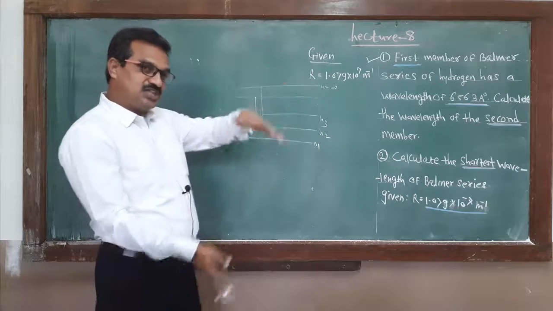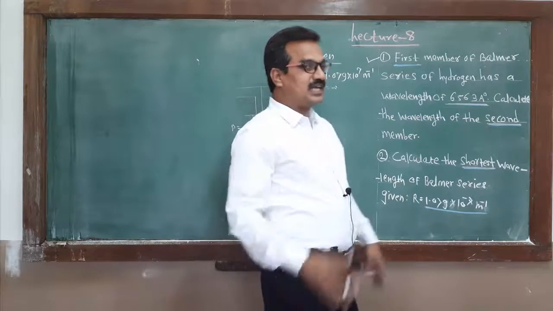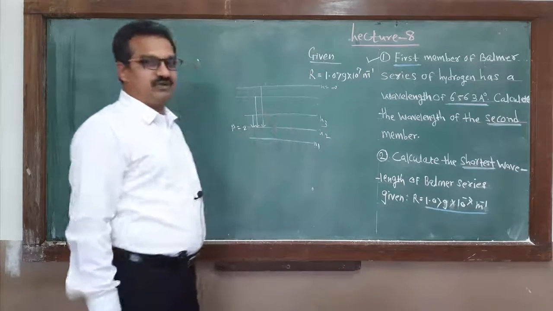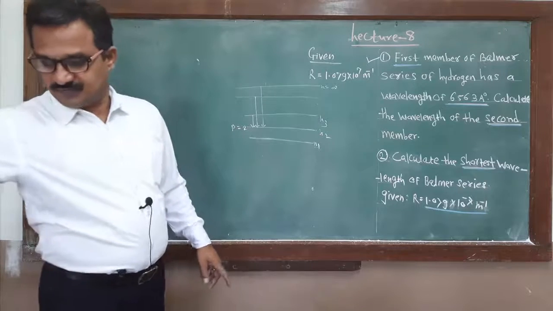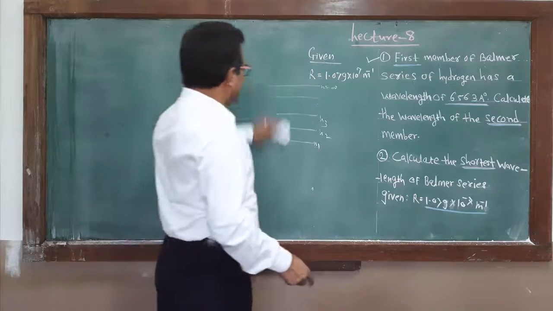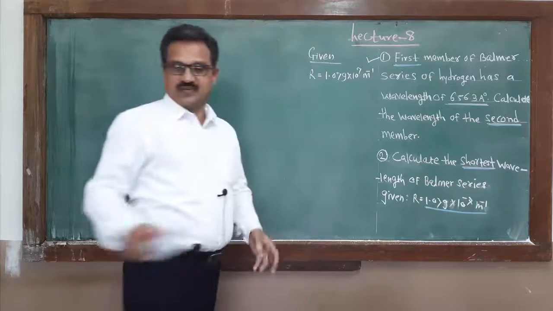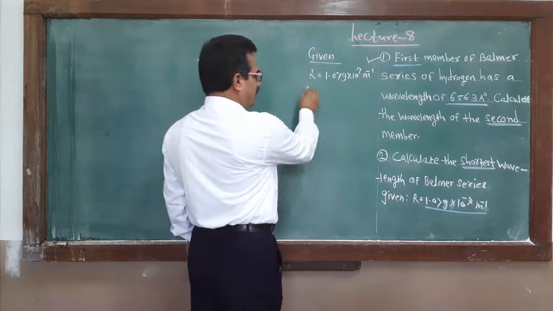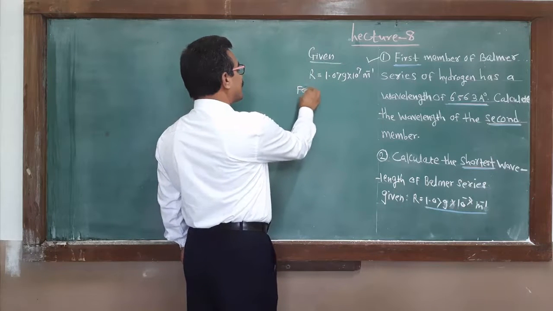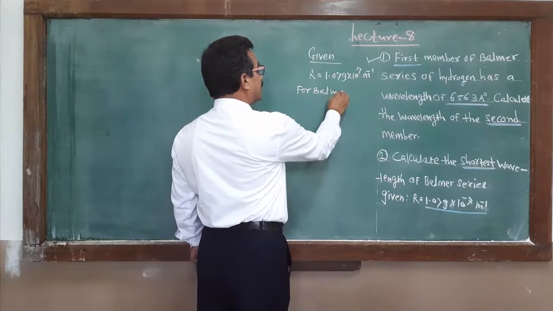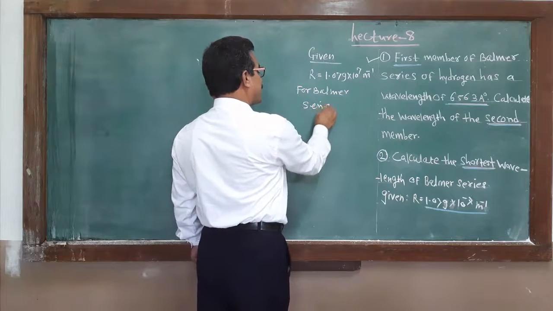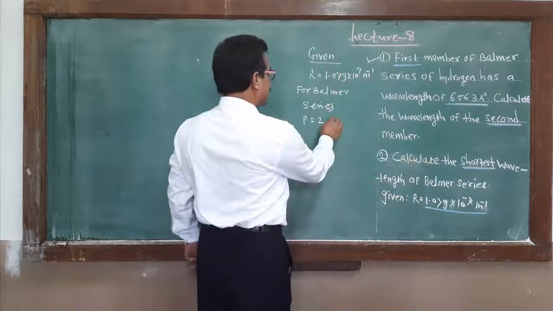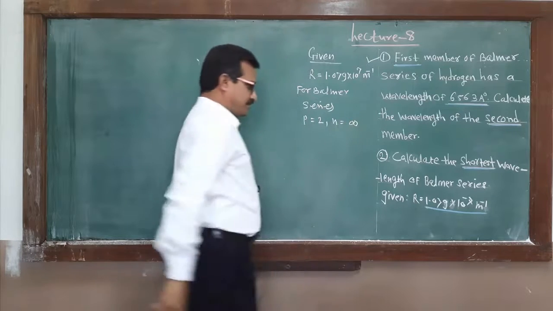The longest transition means the energy difference is large, and since E is equal to h nu, the frequency is high and ultimately the wavelength is small, and that is the shortest wavelength. Remember that for the shortest wavelength in each and every series, the value of n can be taken as infinity. For the Balmer series, p is equal to 2, and for the shortest wavelength, n is equal to infinity.